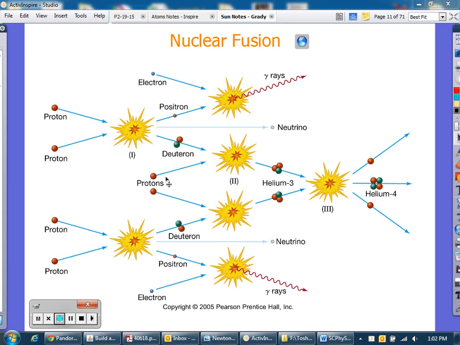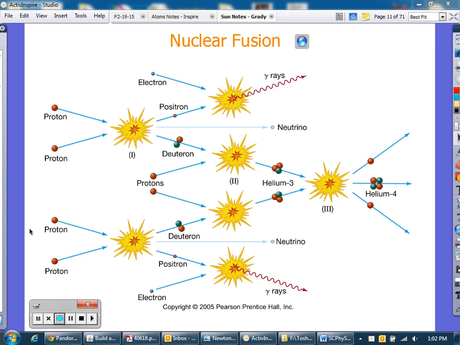The deuteron will smash with another proton in step 2. In step 2, this will form helium-3. So no other byproducts are made except for energy in this stage. So you have the deuteron, which is a proton and a neutron, with another proton. And these simply combine into a helium-3, which is an isotope of helium because helium-4 is elemental helium.